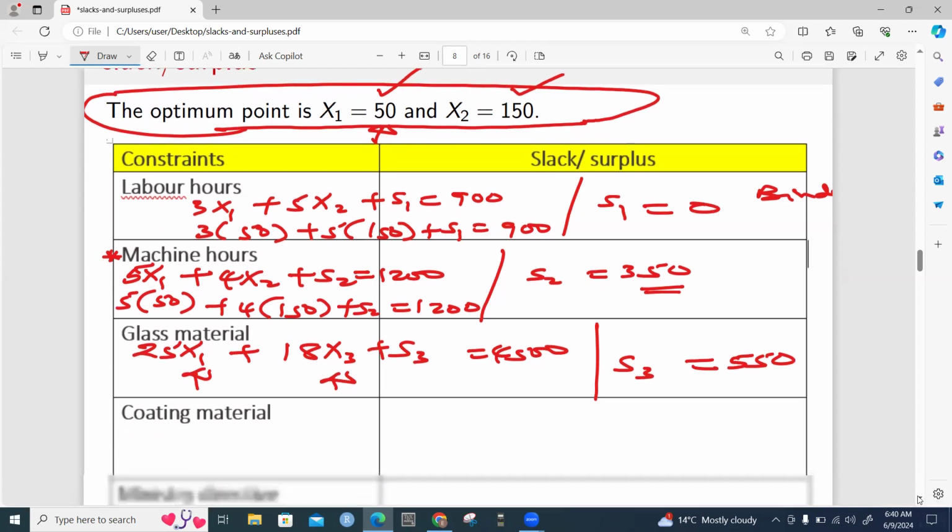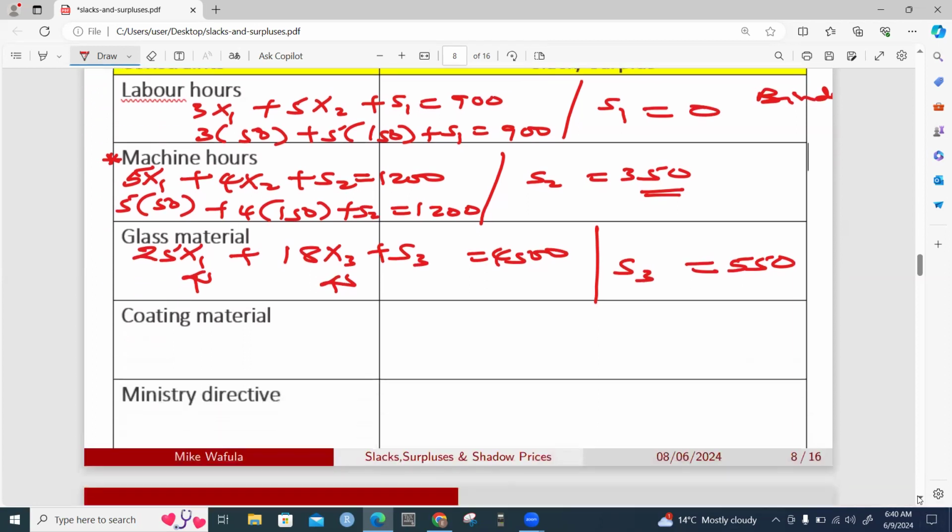And for the coating material, we get S4 as 0. Again, this is binding. Remember, we said the constraints that have 0 slacks are actually called binding constraints.